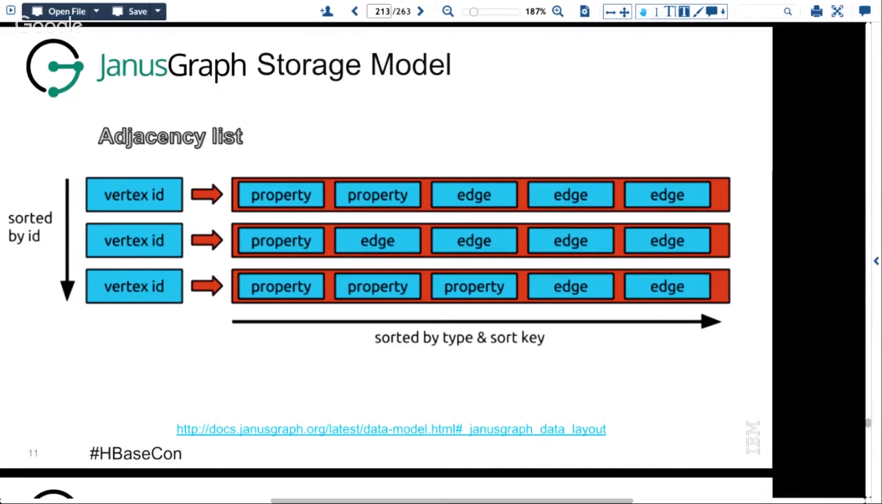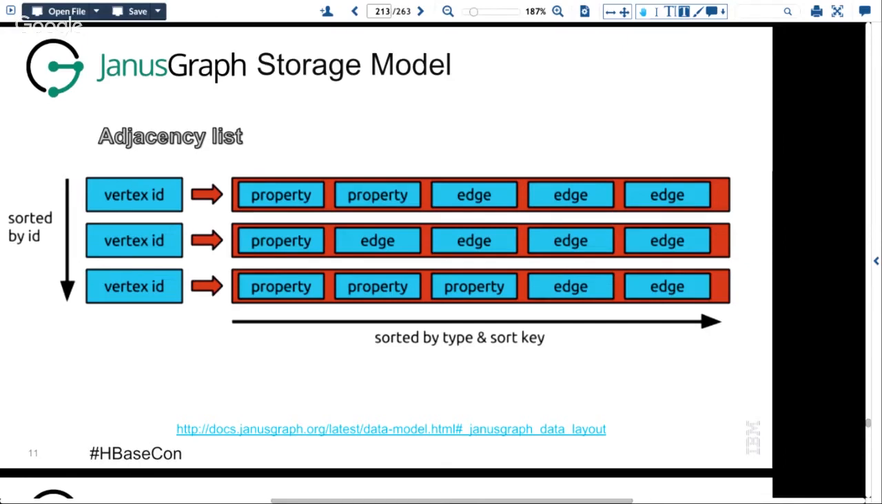The relationships can be a property on that vertex, and also the edge, which is a relationship, for example, of friends, or the book you read. It's a relationship, and we call that an edge for that vertex.